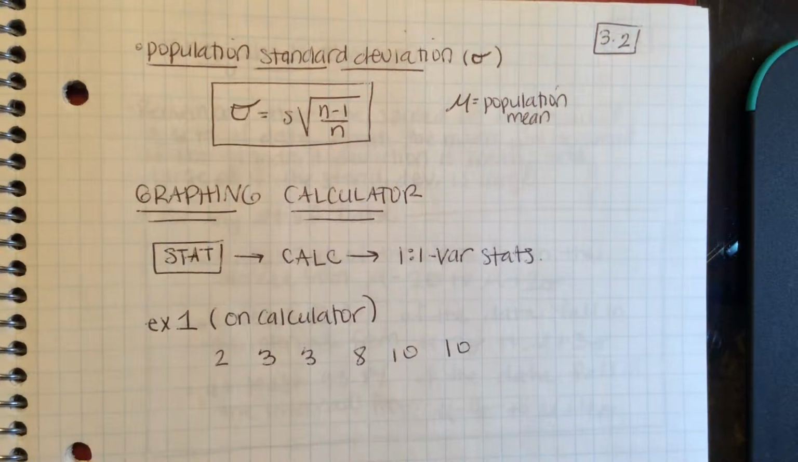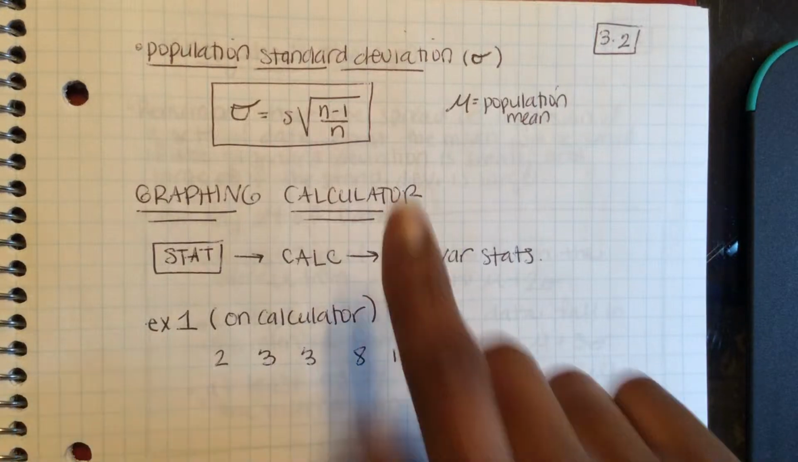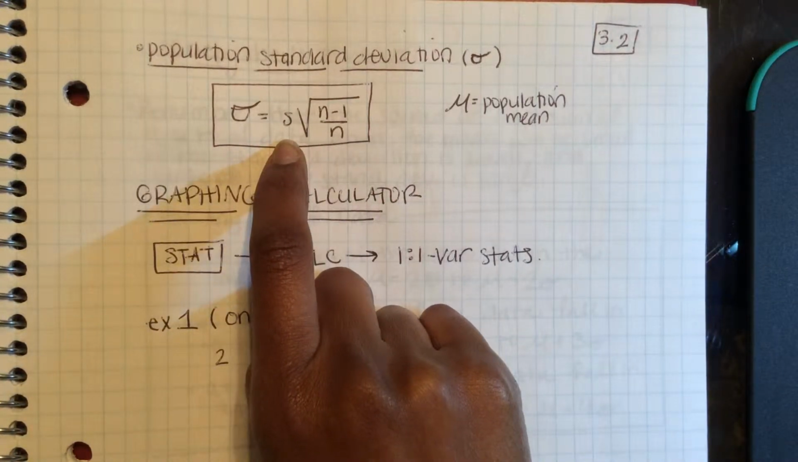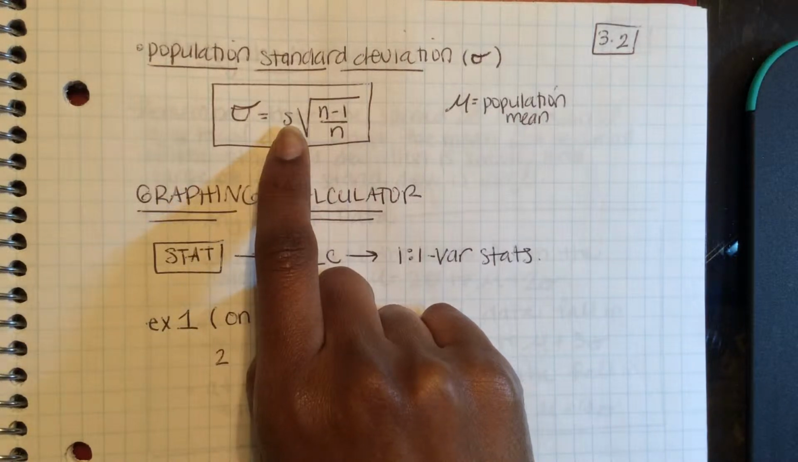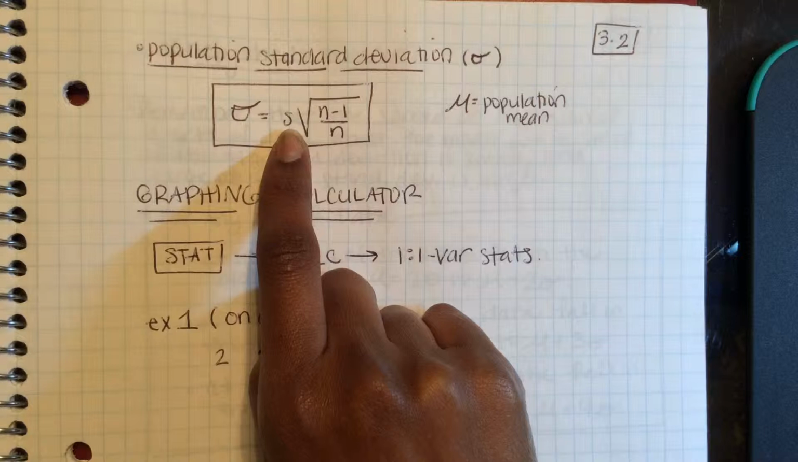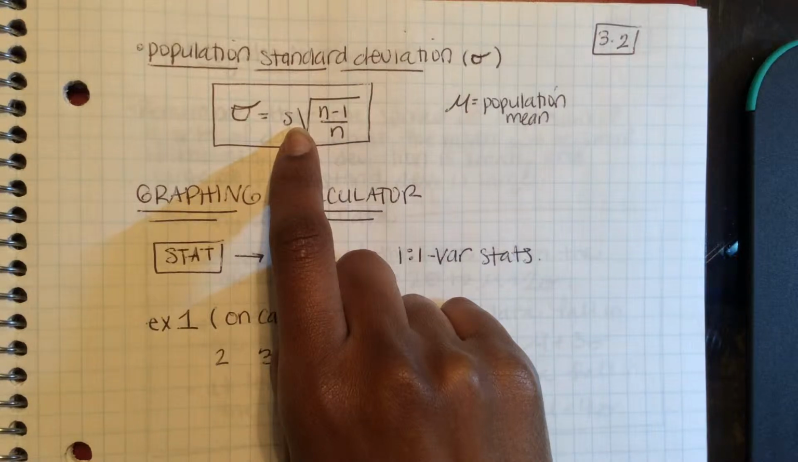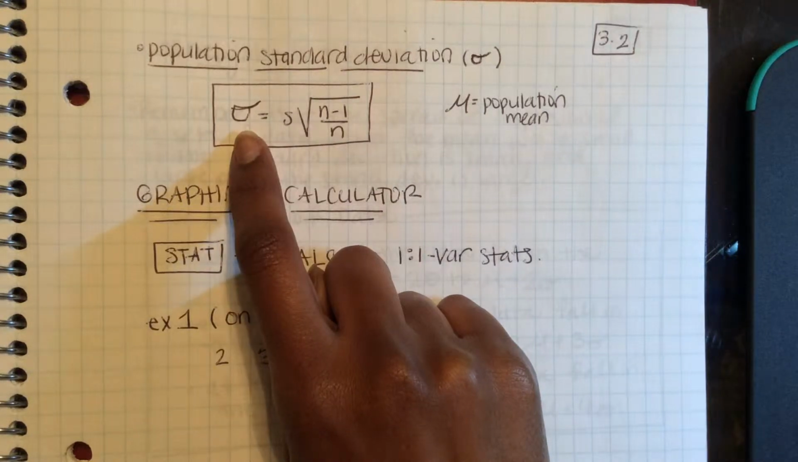Hi guys, please copy down the population standard deviation formula. Now this is actually a shorter formula than the one that is most commonly used, but this is the population standard deviation given that you have S, which is our sample standard deviation, and the number of terms used to calculate this standard deviation. So this is our Greek lowercase symbol sigma.